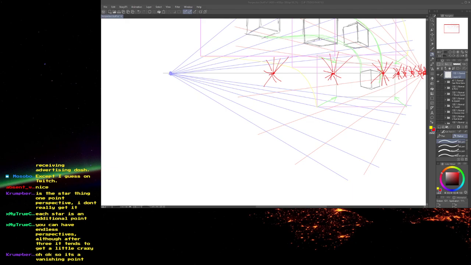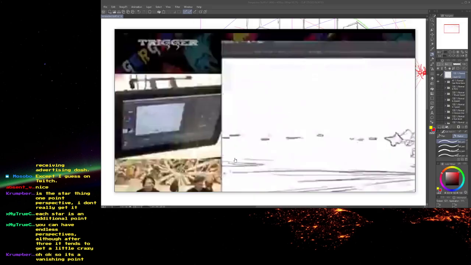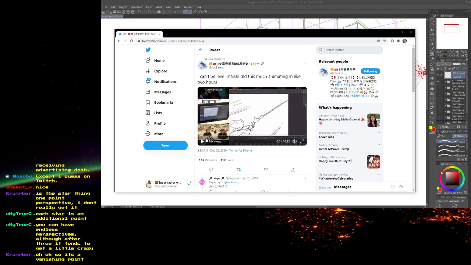So let's see if I can find a good example. Oh, here we go. This is a good example right here. This is a kind of live demo that was done in about 2 hours by a Studio Trigger guy, I believe. Yeah, Studio Trigger. And this shows off somebody who has an intuitive understanding of perspective from tons of practice. They're able to animate lots of very rough, loose stuff that plays with perspective and actually animating the perspective grid itself. When they're doing stuff like this, they don't necessarily need to draw out the whole perspective grid because they understand the rules.